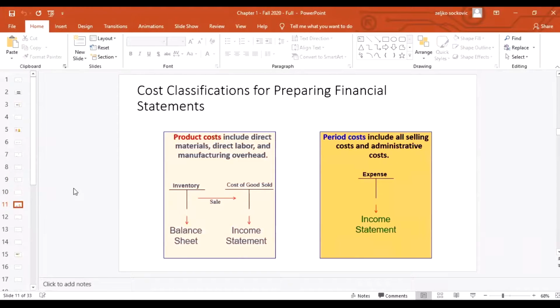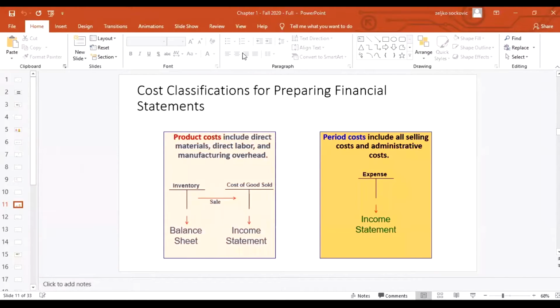Okay, so this is a second classification that is very related to what we just did, this manufacturing classification, direct and indirect cost. This classification is something that you learn in financial accounting for preparing financial statements. It will separate cost into product cost and period cost.